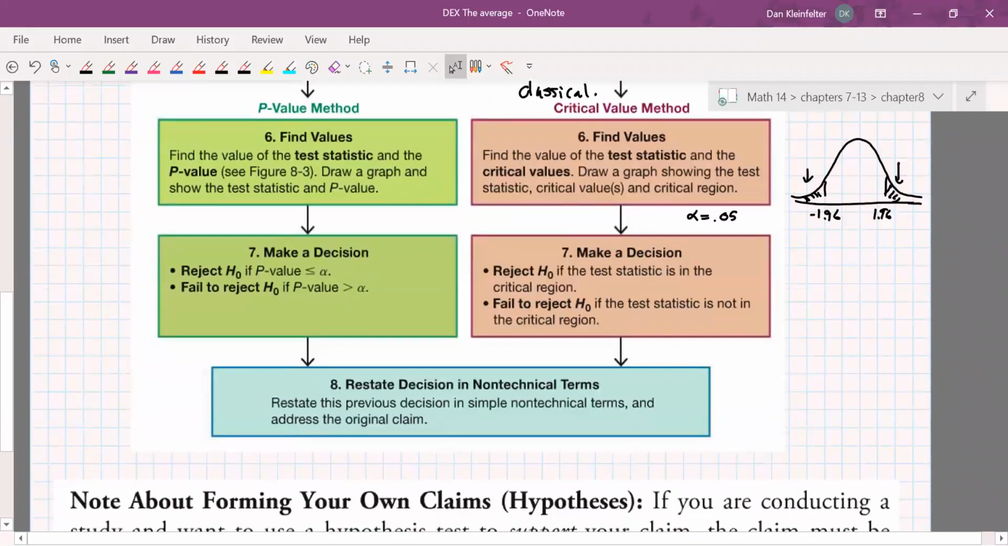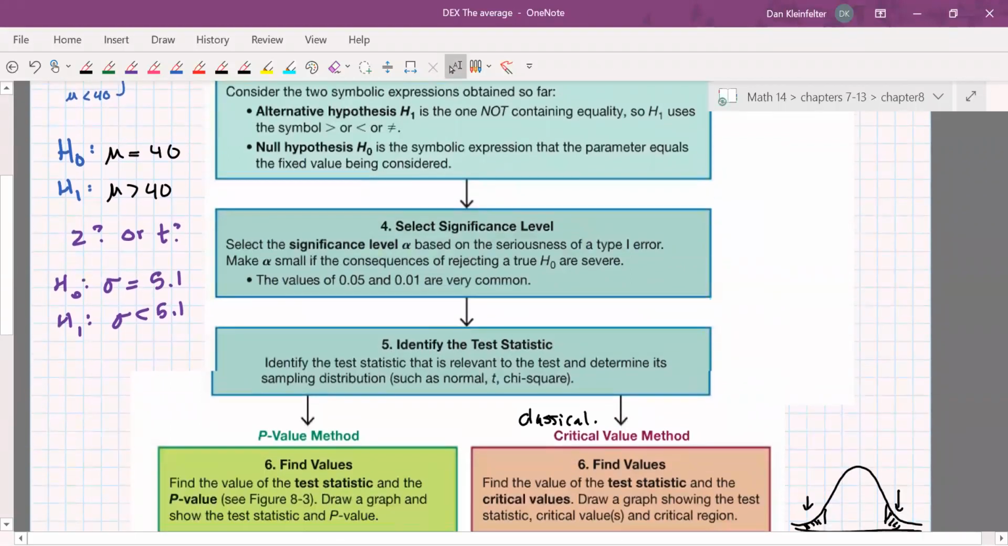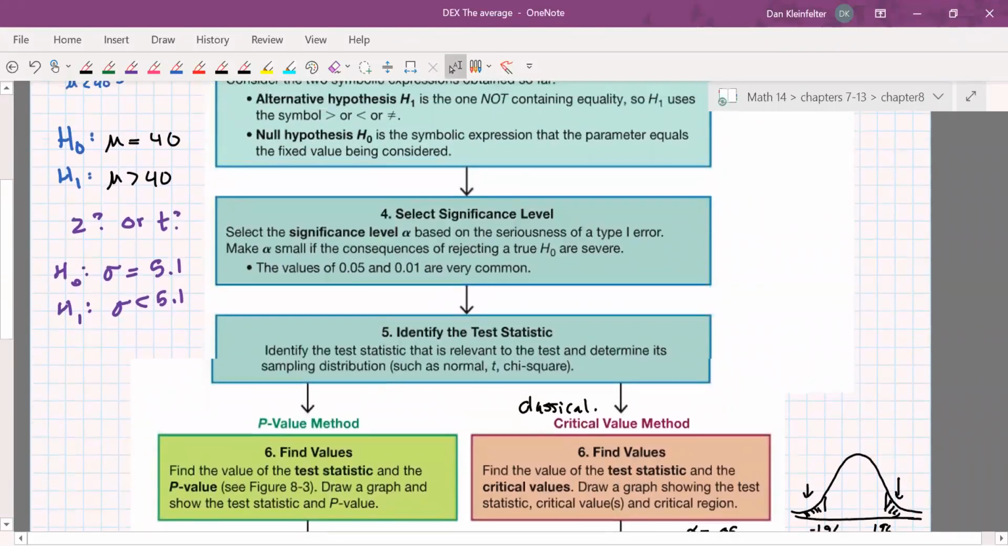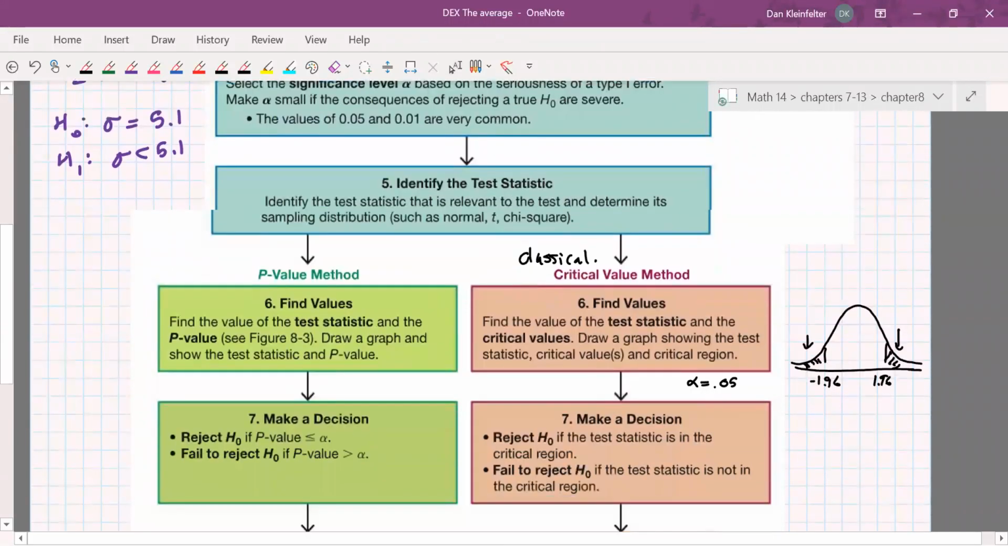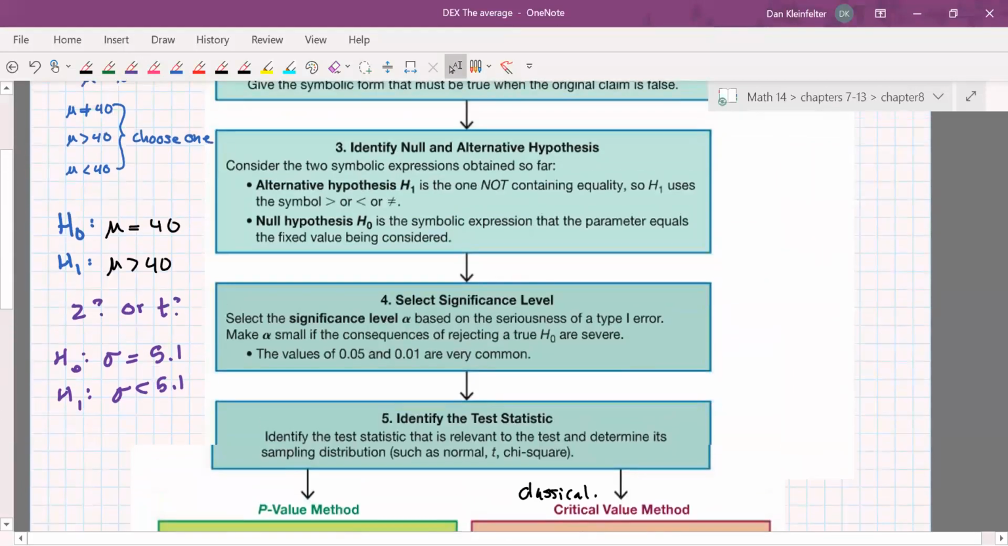Then, whichever method you choose, you'll finish by restating the decision in non-technical terms. So you restate the previous decision in non-technical terms and address the original claim. So let's say that for our urgent care problem, we ended up deciding that there's sufficient evidence to reject H0 in favor of H1. So we wouldn't want to just say, let's reject H0 and leave it at that. Because people who don't know statistics, that's not going to mean anything to them, right? If you go and tell someone you live with, I rejected H0, they're going to say, yeah, so what are you talking about?